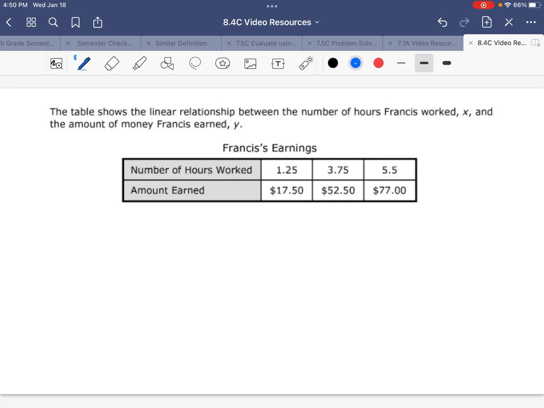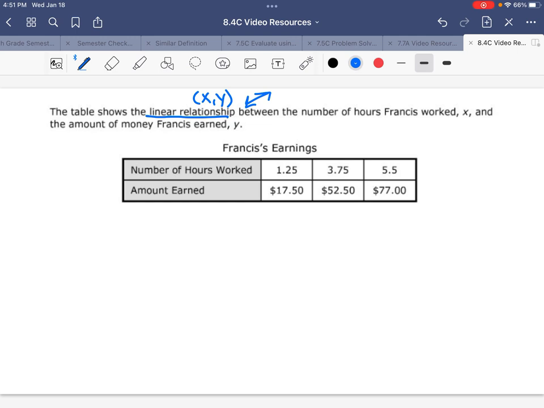Hey guys, today we're going to be looking at finding slope and y-intercept from tables when we're looking at real-world scenarios. So here we have a problem, and it tells us that this table shows the linear relationship. And guys, linear relationship just means that it is a relationship between x and y that forms a straight line. So it's exactly what that word sounds like.